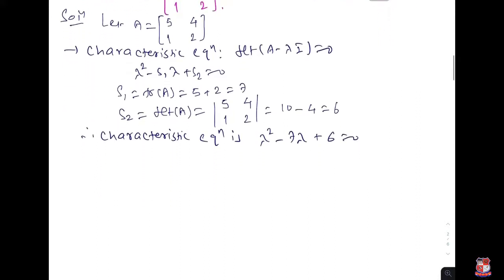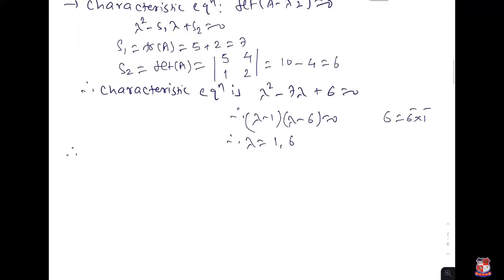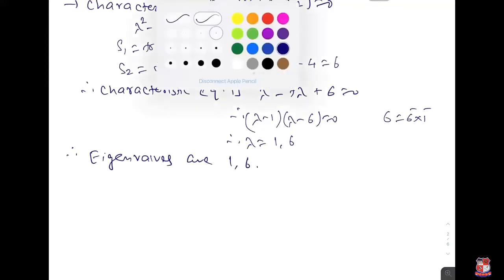Now we need to solve this equation, so that is not difficult. 6 1s are 6, minus 6 minus 1, so that is lambda minus 1, lambda minus 6 equal to 0, and therefore lambda equal to 1, 6. So therefore eigenvalues are 1, 6. Now we find eigenvectors corresponding to each eigenvalue.